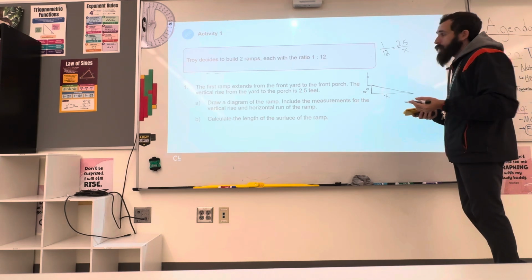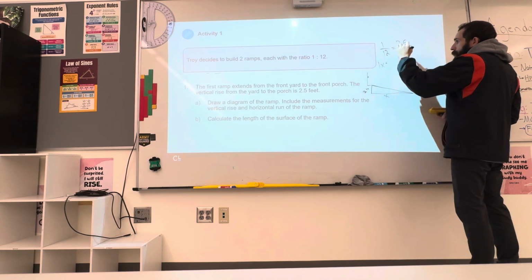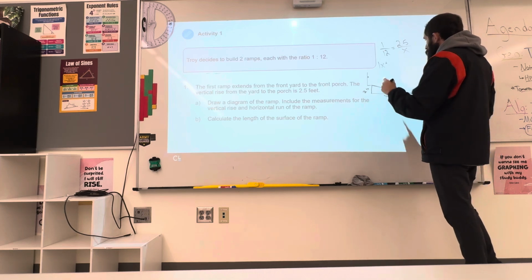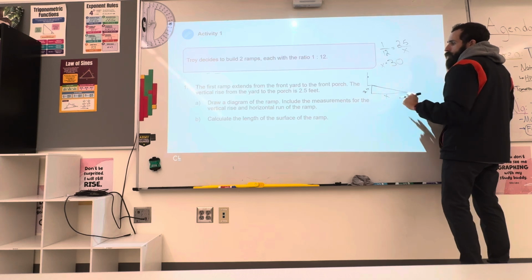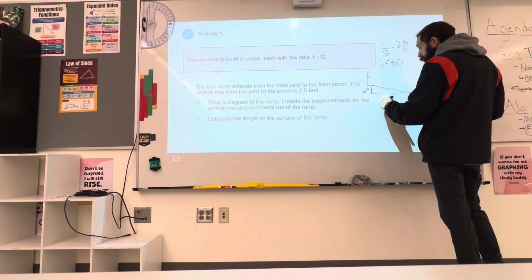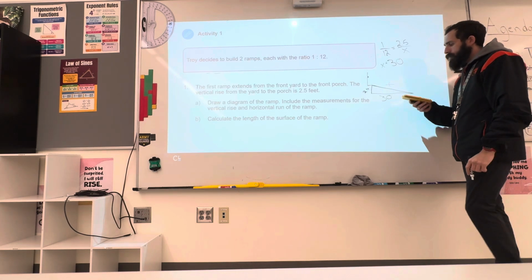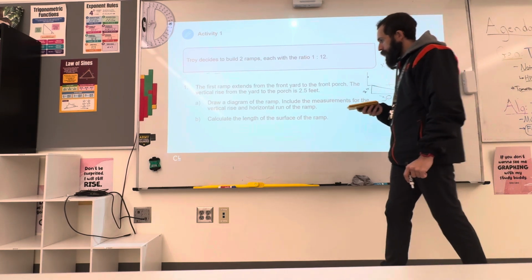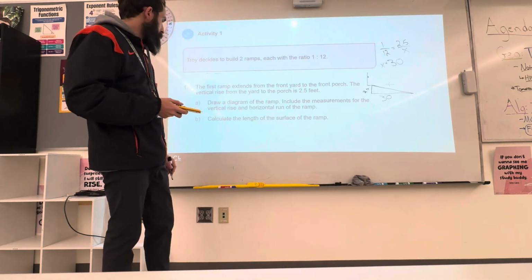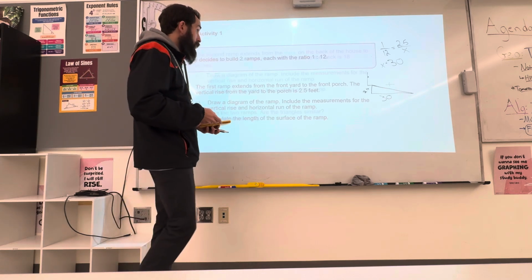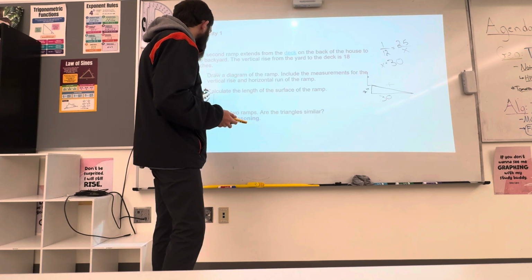Just do the shortcut that I showed you a while back. 1 times x, 1x equals 12 times 2.5. I think that's 30. 1x, or just x, equals 30. Then you could absolutely find the surface of the ramp by doing 2.5 squared plus 30 squared equals x squared. So do the square root of 2.5 squared plus 30 squared. Let's just keep moving real quick. Let's go to the second ramp. Second ramp is the same idea. Let's do the drawing over here this time, okay?